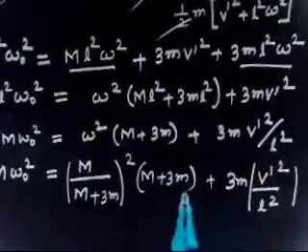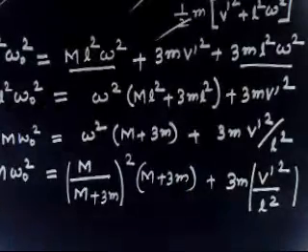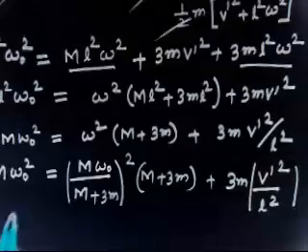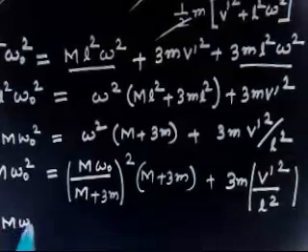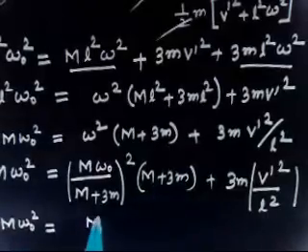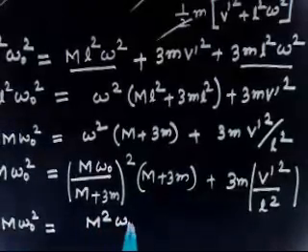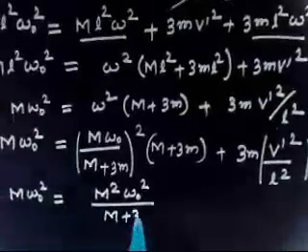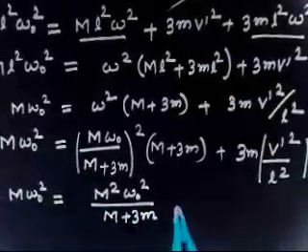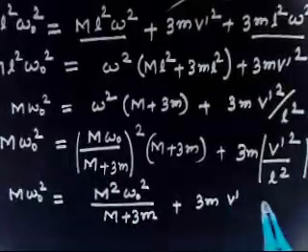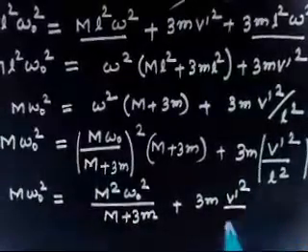Now m plus 3m cancels out, so I will have, this is also omega naught whole square, so omega naught is also there. So I will have m omega naught whole square is equal to, m plus 3m goes out, so I will have m square omega naught whole square divided by m plus 3m plus 3m v dash whole square L square.